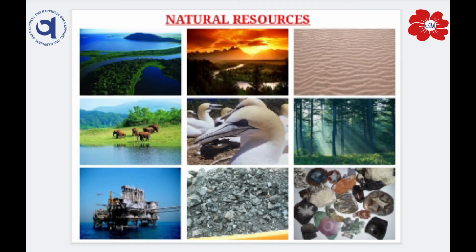Then we are discussing some national laws to protect the environment. First of all, the Environmental Protection Act. The Environmental Protection Act was passed in 1986, and it is under the GPCB and CPCB. GPCB means the Gujarat Pollution Control Board, and CPCB means the Central Pollution Control Board.